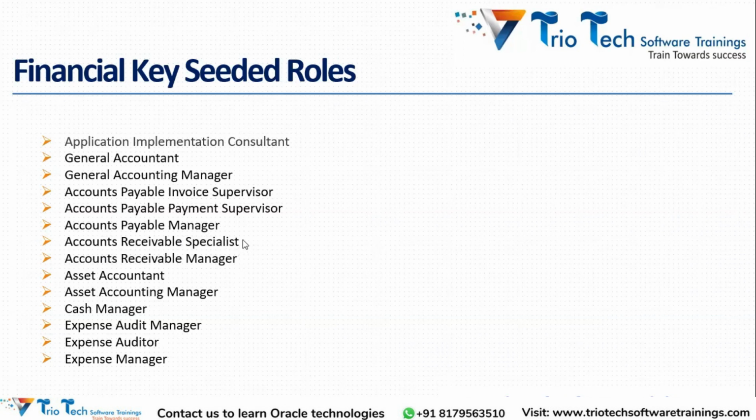Accounts receivable specialist will take care of invoicing activities and the receipt related activities. Accounts receivable manager will specifically have additional accesses with respect to the period management activities. Similarly, asset accounting manager, the same way. Asset accountant will be able to perform the activities in the fixed asset department. Then the asset accounting manager will be able to perform certain other additional activities related to the managerial activity of period management.